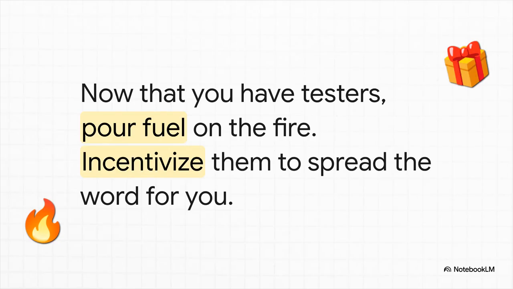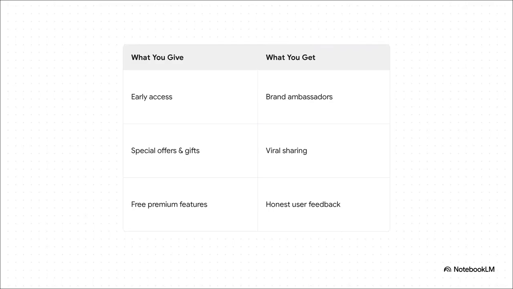So you might be asking, how did Dropbox get that crazy viral sharing? Well, that leads us right into step 4, pouring some fuel on the fire by rewarding your early users. The source points to companies like Evernote, who just mastered the art of giving users a reason to spread the word. This slide really breaks down that powerful give and get dynamic, right? It's just a classic principle of reciprocity. You give away early access, special deals, or maybe some free premium features. And in return, you get what you need most: honest feedback, viral sharing, and a growing army of brand ambassadors who actually feel invested in your success.